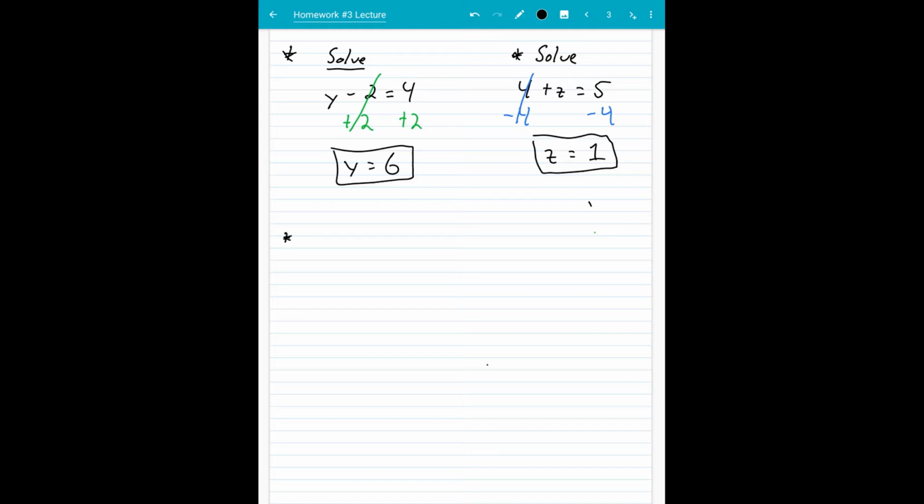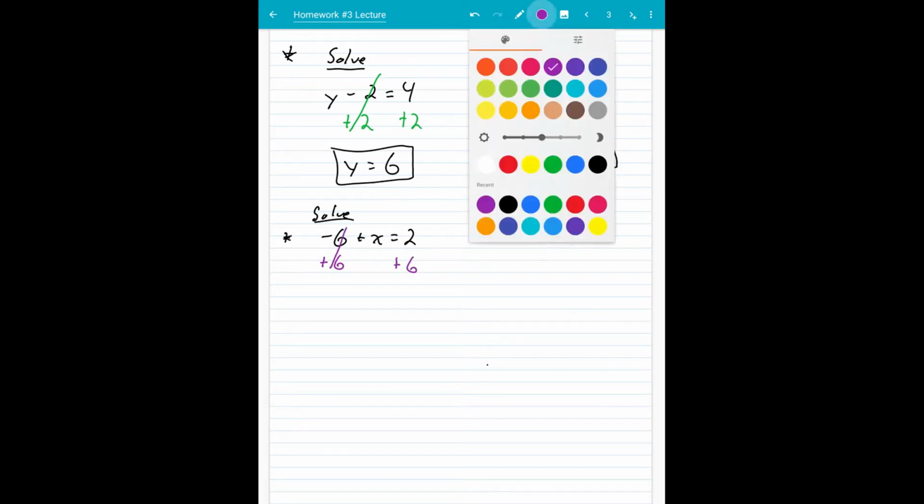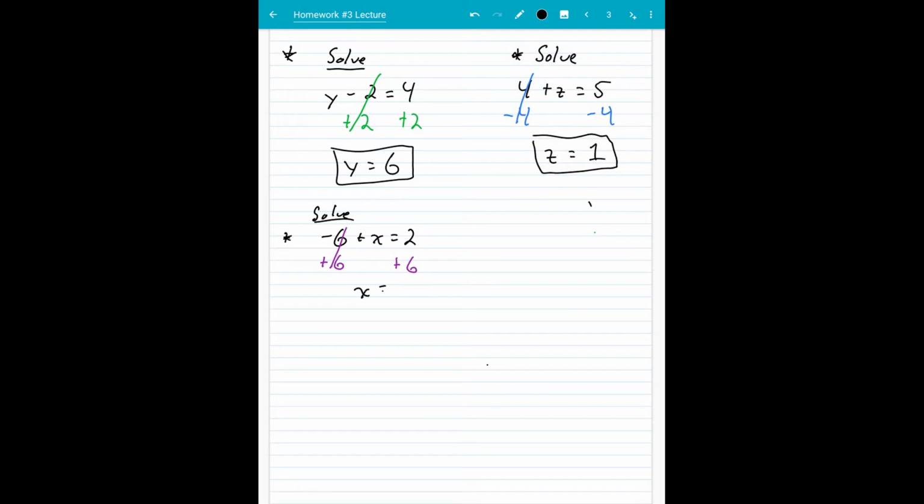Again, if it was an example with a negative, if I had a negative on the outside, the opposite of negative 6 in order to get rid of it is a positive 6. So I would have to add 6 on both sides for that to cancel out. And that gives me x equals 8. That would be our solution for that problem.